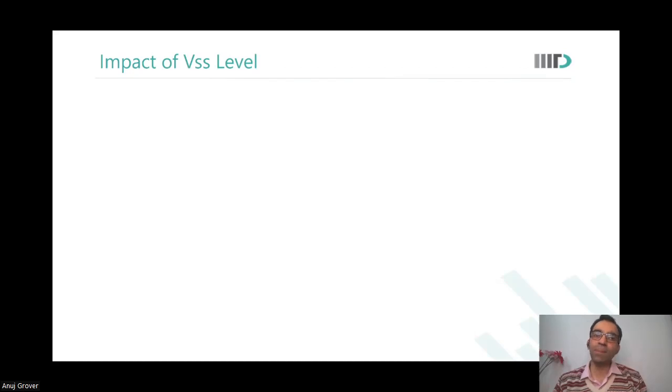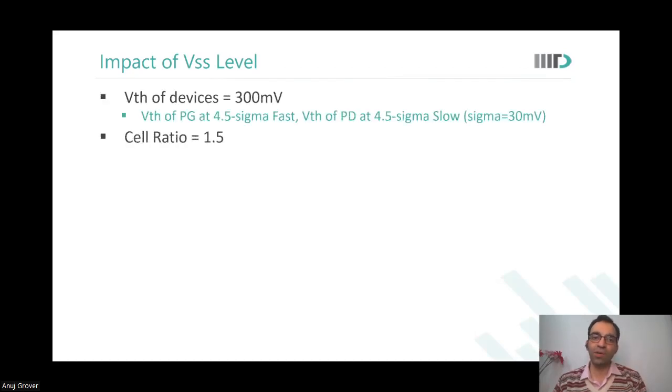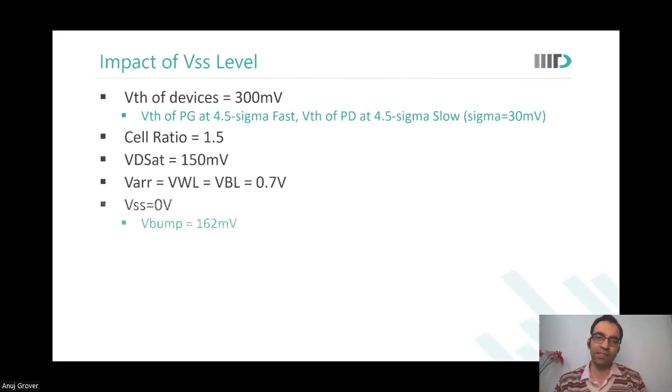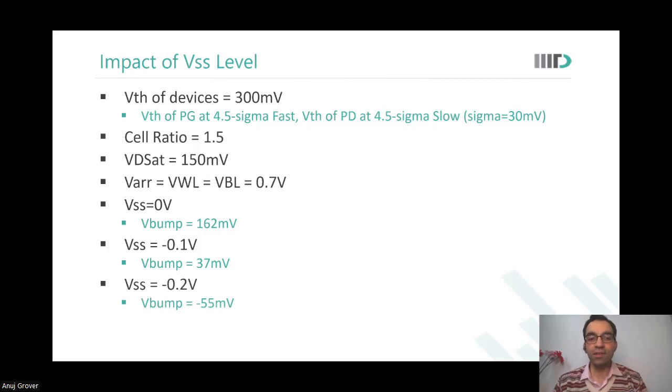Okay. Now, what is the impact of VSS? So, until now we were always considering that it was ground. Now, let us say VSS is negative. So, you will see the bump goes lower. If VSS is positive, the bump would go still higher. So, negative VSS could also be an assist scheme that you could use in memory arrays for improving stability.